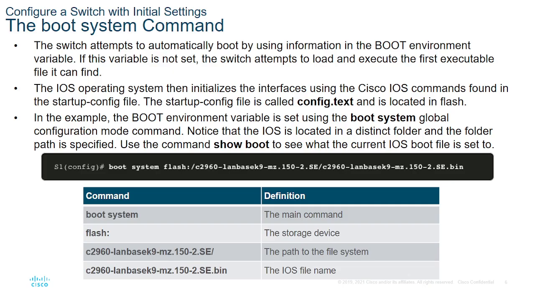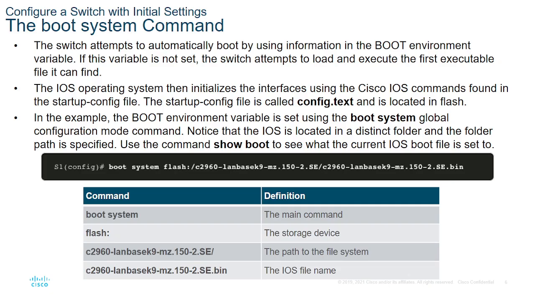In the example we have below, the boot environment variable is set using the boot system command in global configuration mode. And notice how the IOS is located in a distinct folder and the folder path is specified. So you use the show boot command to see the current IOS boot file, what it has been set to. So as you see there in the command prompt, we have the command that boots a specific operating system, that is the Cisco C2960 LAN-based image. Normally the image is named as a .bin.